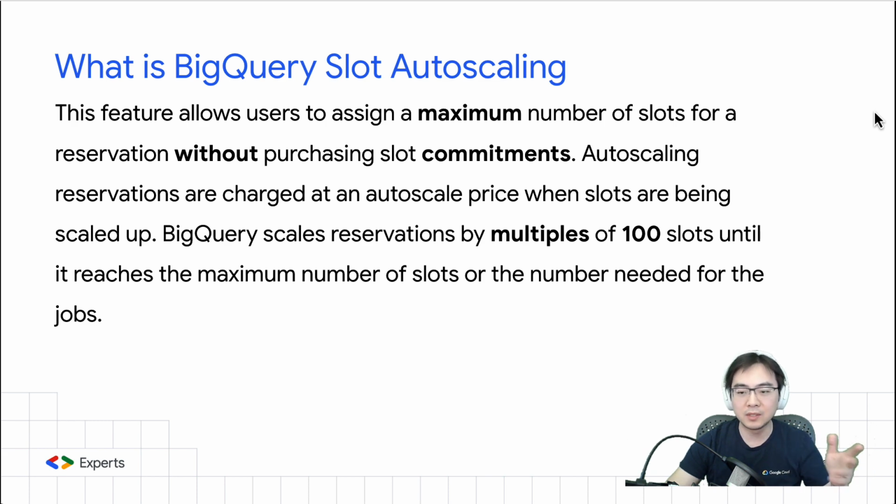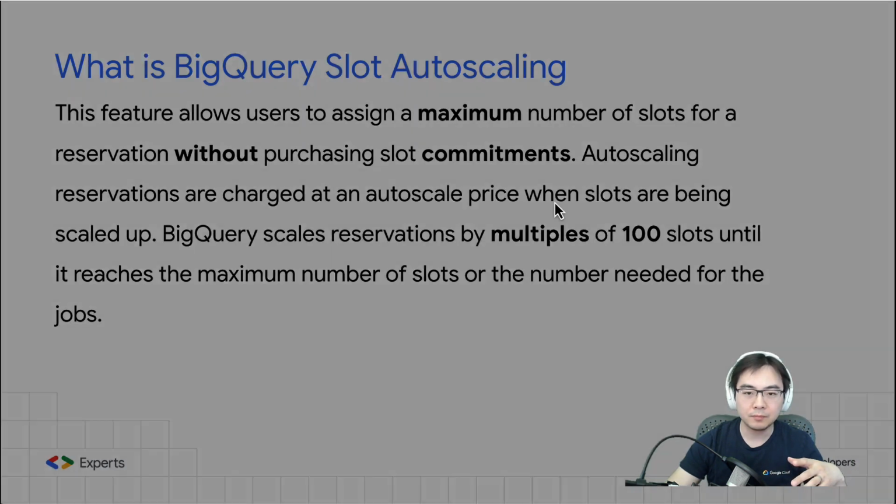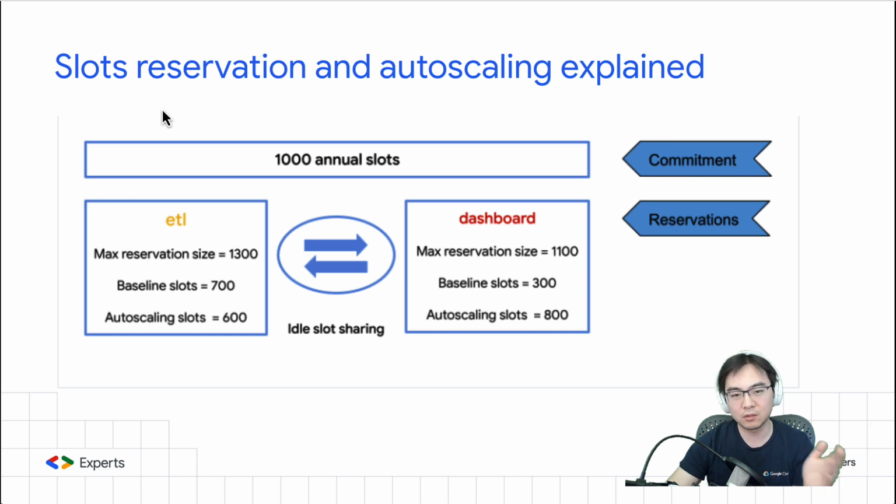All the numbers needed for the jobs, right? So let's have a look at the slot reservation and auto scaling in a single diagram. This is something Google has described in a single place. At the very top, you have 1,000 annual slot commitments. That's the one you already paid for, which you can use whenever, and you don't have to worry about scaling up and down. That's just something already in the bag.